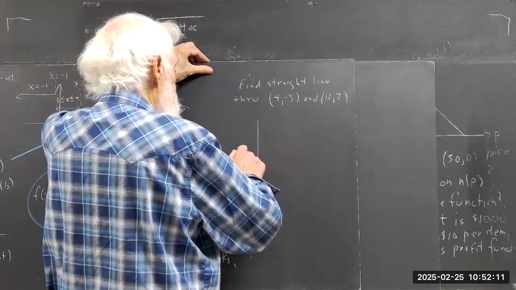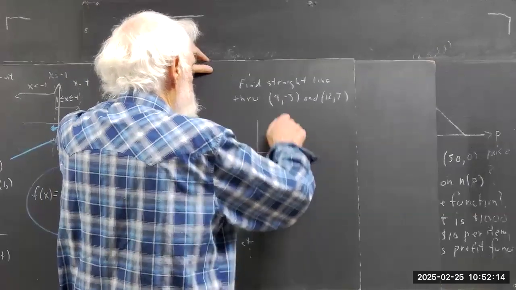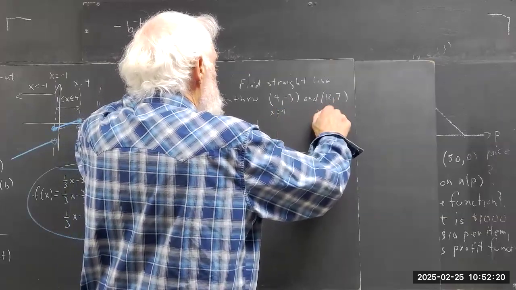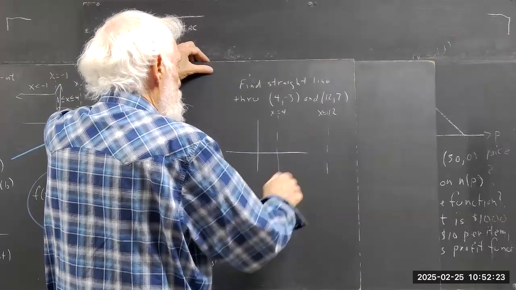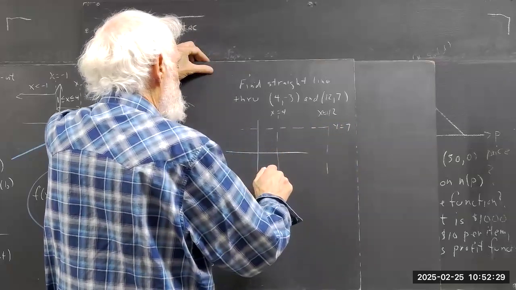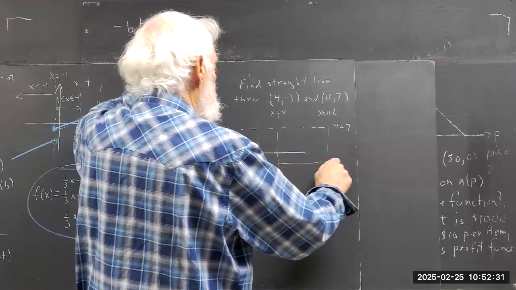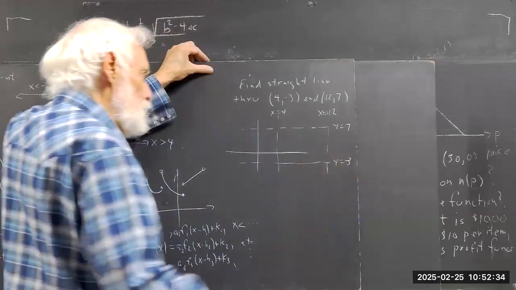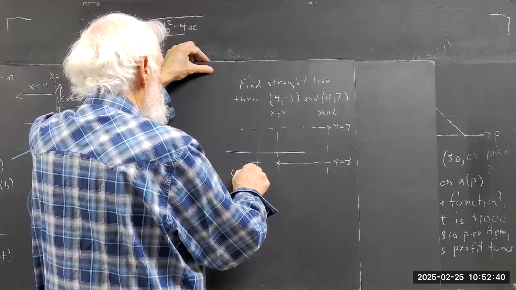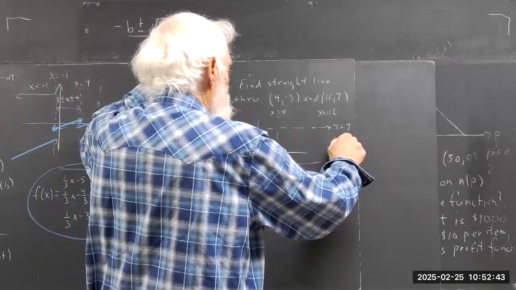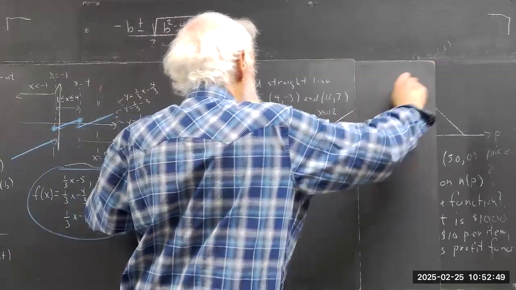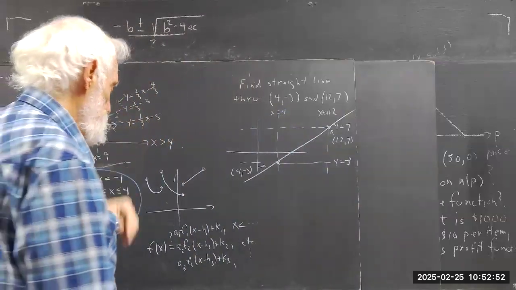Okay, well, we start by making a sketch. Put x equals 4 here. Put x equals 12 out here somewhere. Put y equals 7 here, and put y equals -3 here. That looks about right. So we have these 2 points. We have 4, and we have 12. You can draw a straight line.